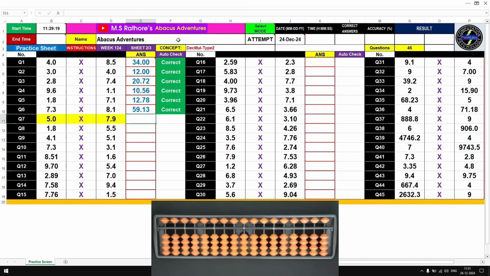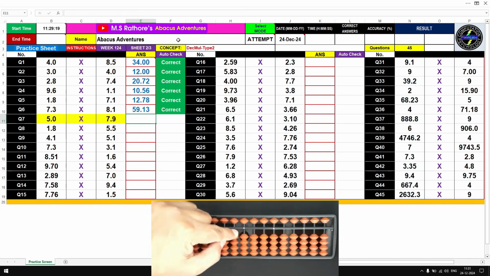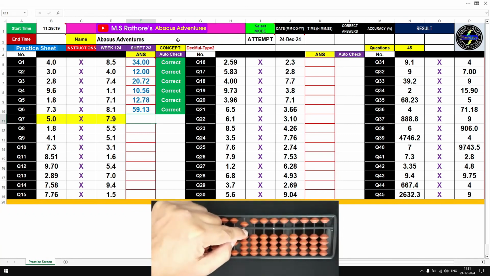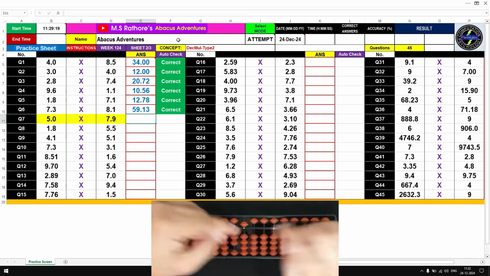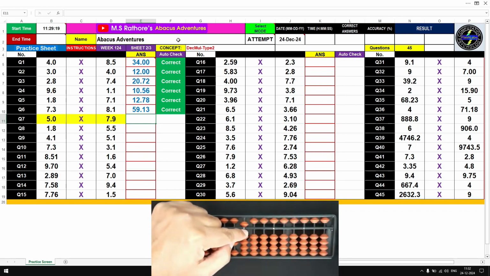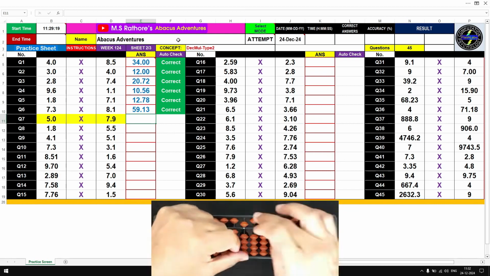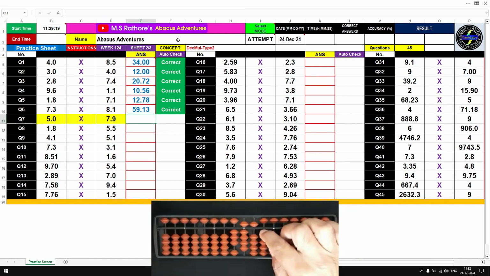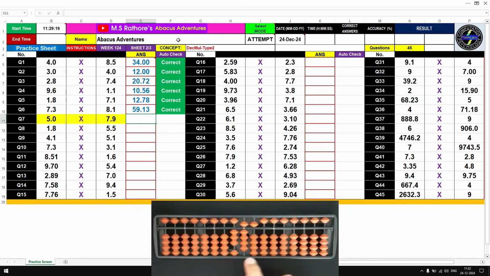Question number 7, 5.0 multiplied by 7.9. Let's begin from rod number 2. 7 5s are 35, shifted, 7 zeros are 0 0. Round 2 begins now from rod number 1. 9 5s are 45, shifted, 9 zeros are 0 0, and the answer is 39.50.